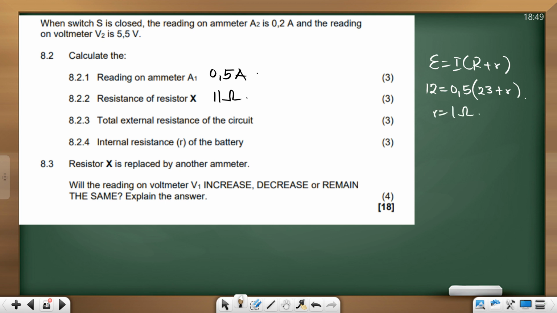Plus r. 12 divided by 0.5 is 24. 24 minus 23 is 1. This issue of expanding: 0.5 times 23. That will give us what? Whatever that will give us, 46 plus 0.5r. Then we move that higher.